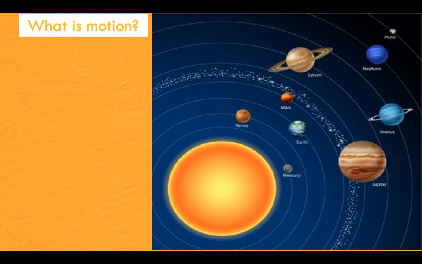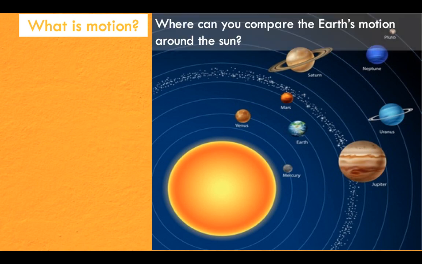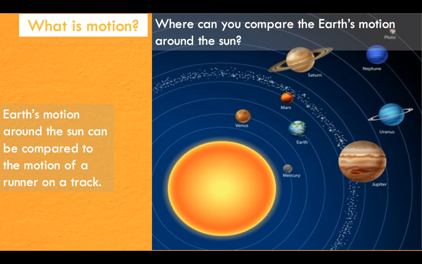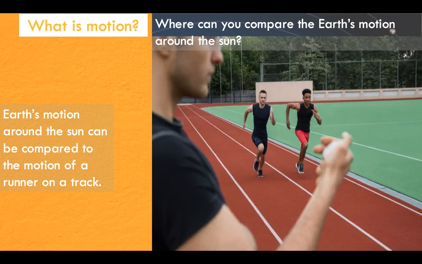Earth, too, is in motion. It revolves around the sun in 365 days. But what can we compare its motion to? Awesome answer! We could compare it to the motion of a runner on a track. Just like a runner, Earth follows an elliptical orbit, which means not perfectly rounded.